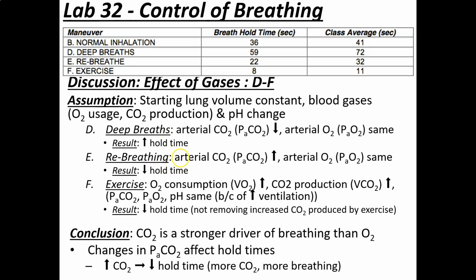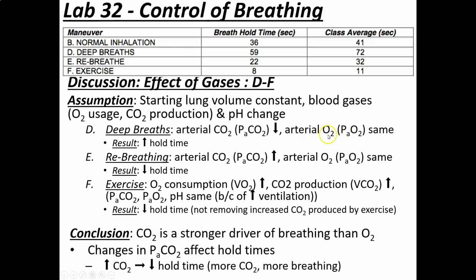So what we're going to do is a couple little experiments. D and E are really the two big ones that do this. F is a little different because it changes the metabolism. But D and E are done sitting. So in D, instead of hyperventilating, we would just take 2 or 3 deep breaths. And what that does is it gets rid of the arterial CO2. So it causes the partial pressure of CO2 in your blood and in your lungs, actually, to go down. It doesn't change the arterial oxygen.